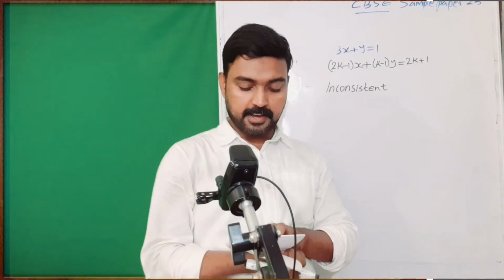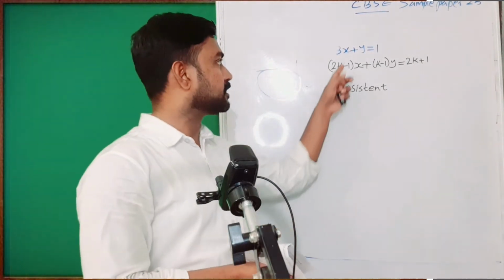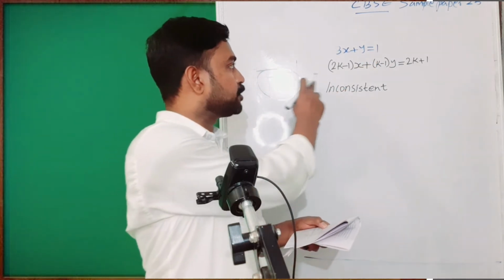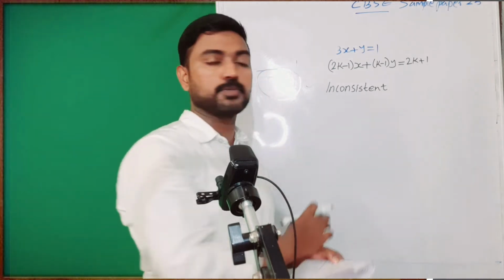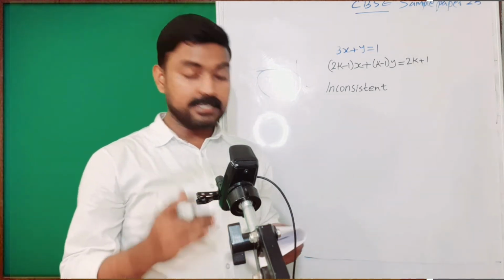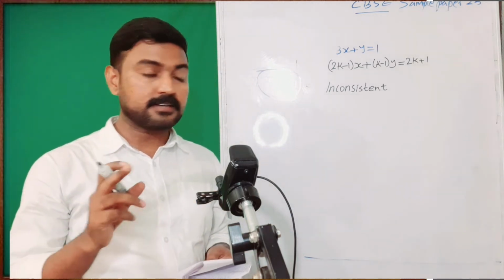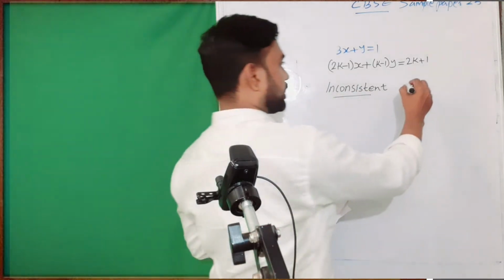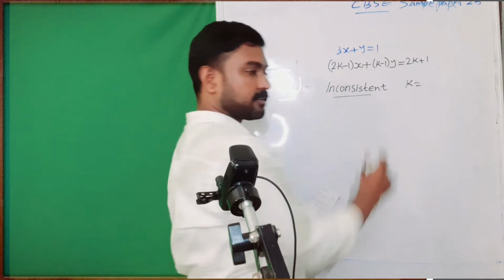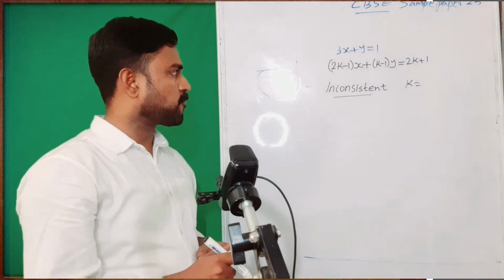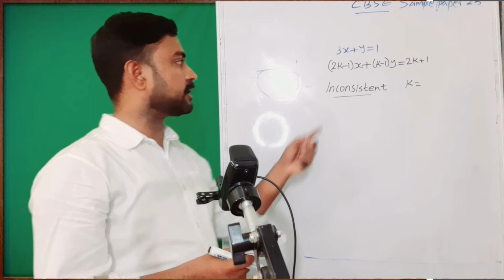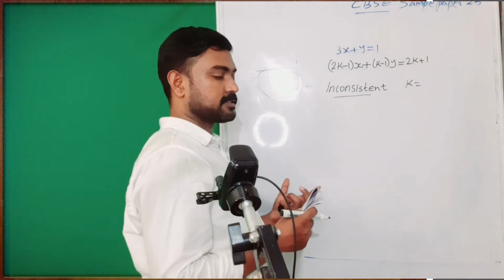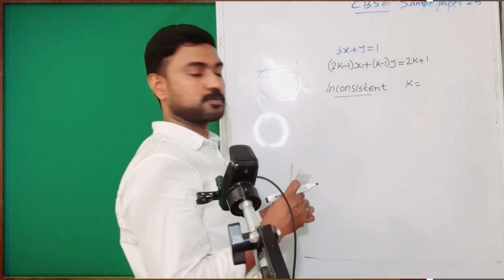Next question: if the system of equations 3x plus y is equal to 1 and 2k minus 1 into x plus k minus 1 into y is equal to 2k plus 1 is inconsistent, the word inconsistent is very important, just note it, then find the value of k. One k is there, we need to find the value of k. We studied some relations regarding this word inconsistent. Consistent and inconsistent. Inconsistent means there is no solution.